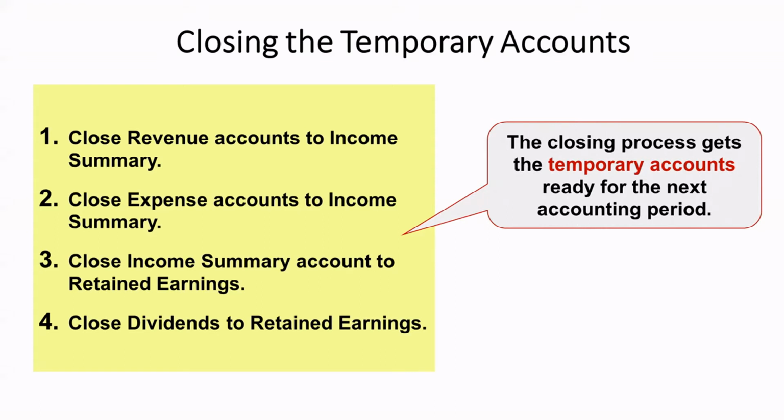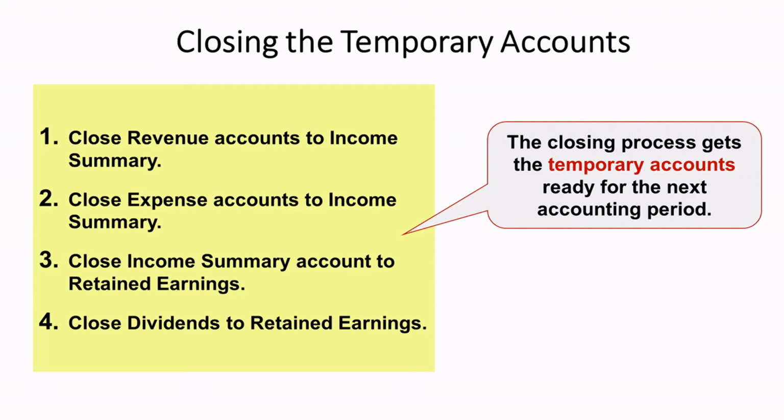Step 3 is to close income summary to retained earnings. Net income transfers from income summary to retained earnings and zeroes out income summary. The income summary account never appears in the financial statements.